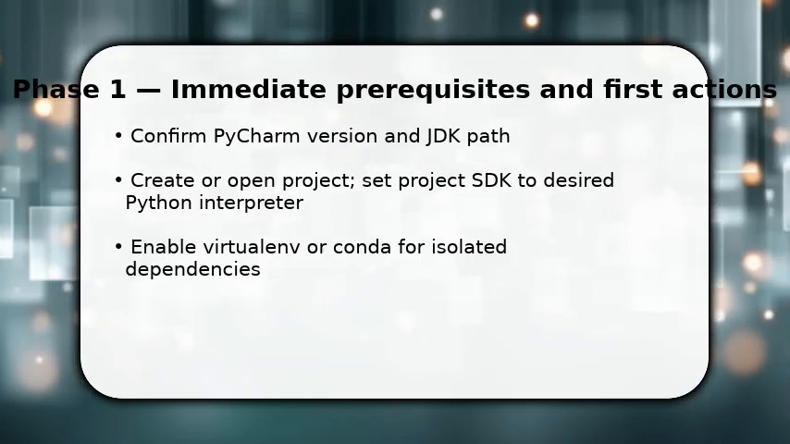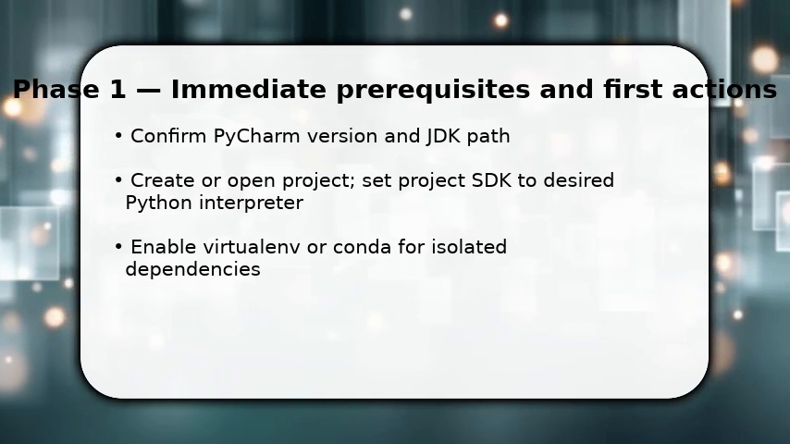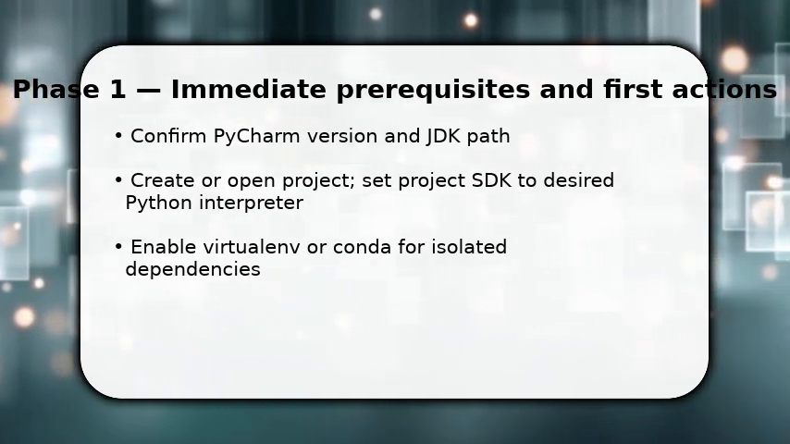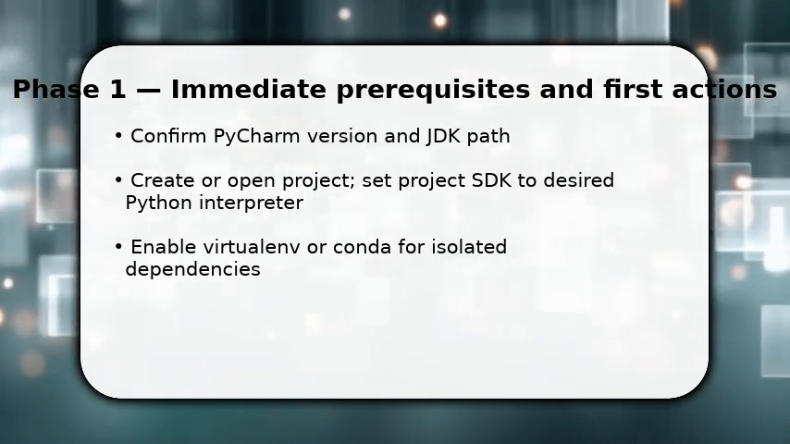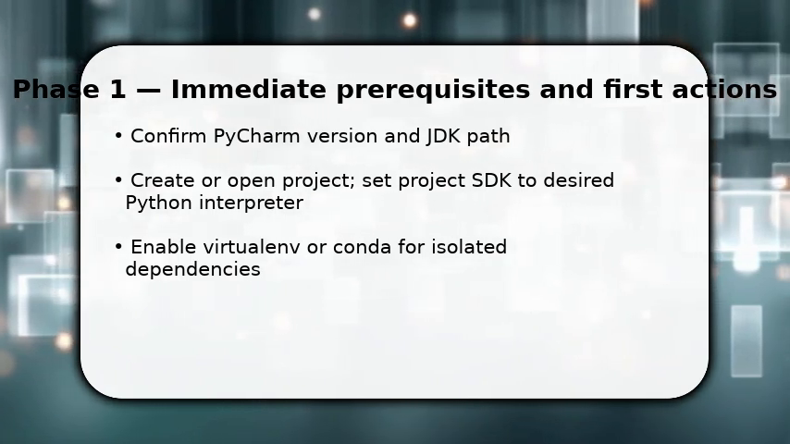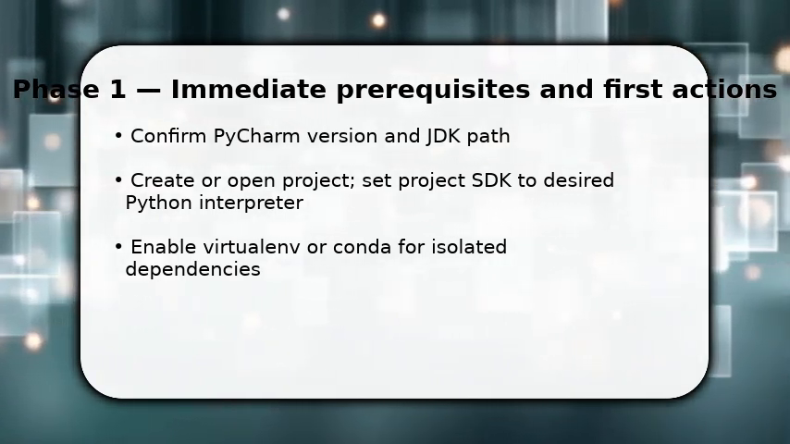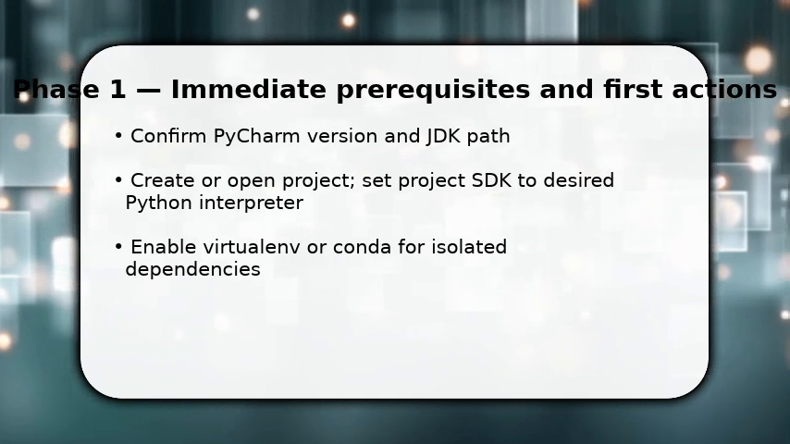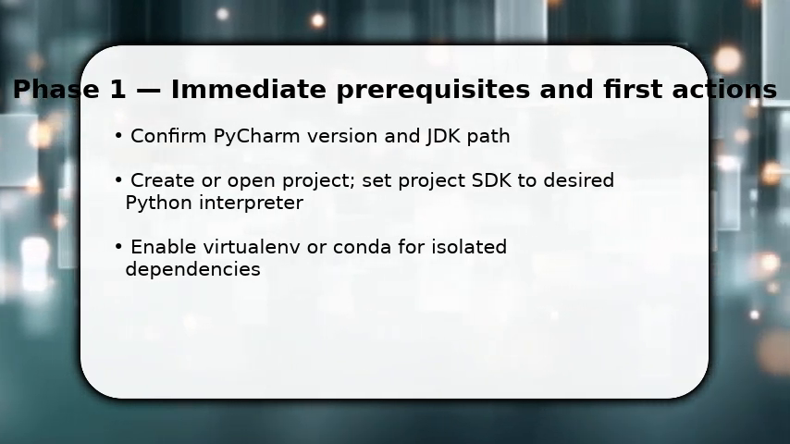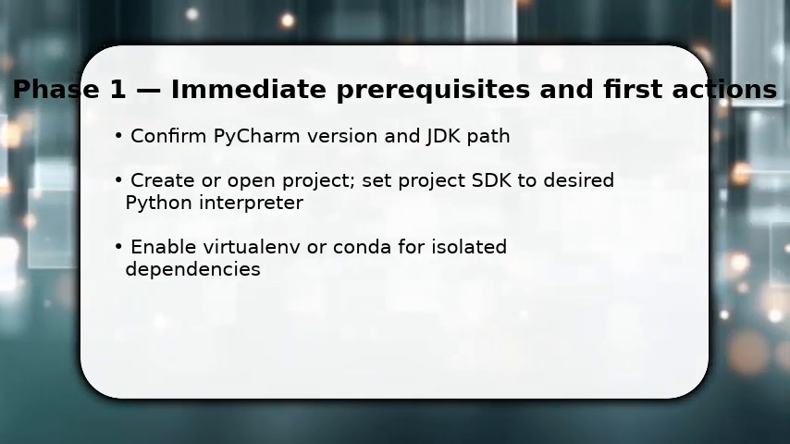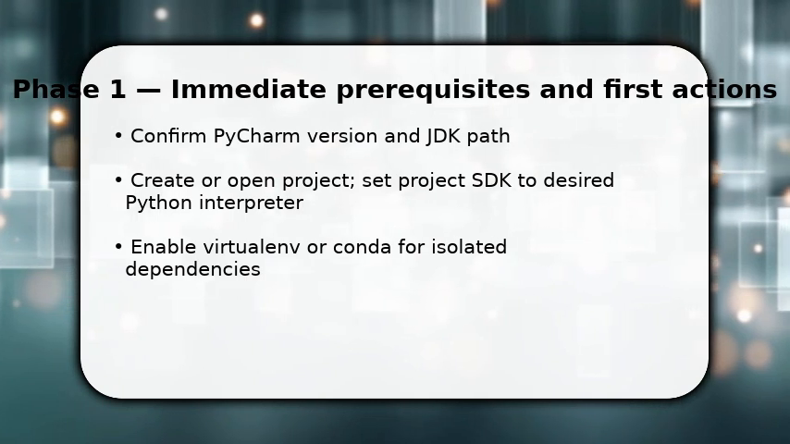You begin by confirming PyCharm version and the system JDK or Python paths. This prevents mismatches later. Open or create the project, then set the project SDK to the interpreter you need. Once done, enable a virtualenv or conda environment to isolate packages and avoid global conflicts.